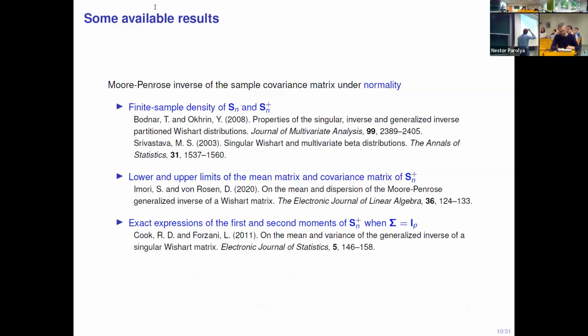Right, in the literature, to be honest, we didn't find a lot. So three papers, one of them with me as an author as well. Mostly relying on either a normality assumption, fixed dimensions, or assuming that sigma is identity. So yeah, not a lot of things. And I think the Moore-Penrose case is the most interesting case to consider.